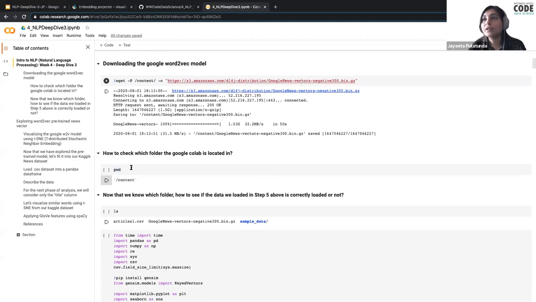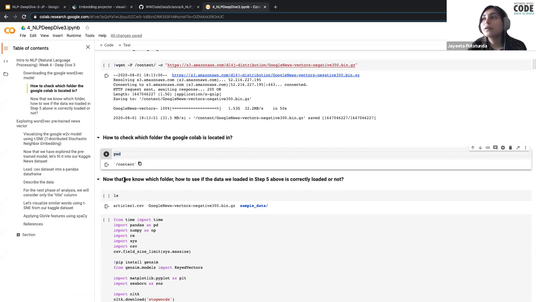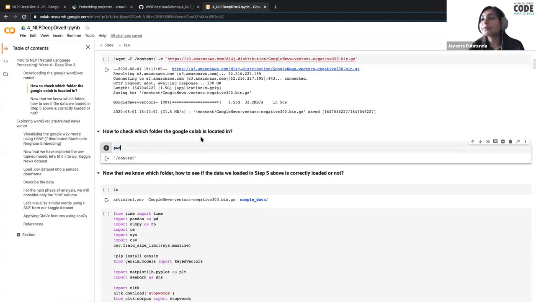Like we saw, you can see which folder the Colab notebook has access to when you run the PWD function, and it'll show you slash content. That's where it saves or copies the model from the link, which is hosted in one of the S3 buckets in Amazon AWS.